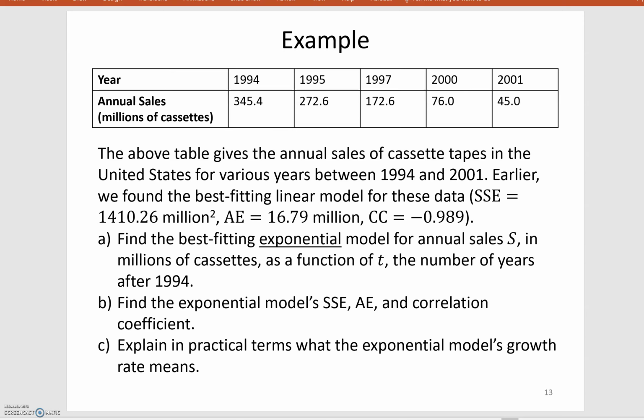So the example that you see here is one that we've looked at before. Let's take another look at it though, now that we have a bit more modeling capability. The above table gives the annual sales of cassette tapes in the United States for various years between 1994 and 2001. Earlier, we found that the best fitting linear model for this data was the following.